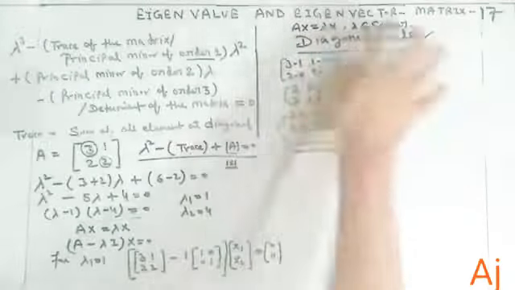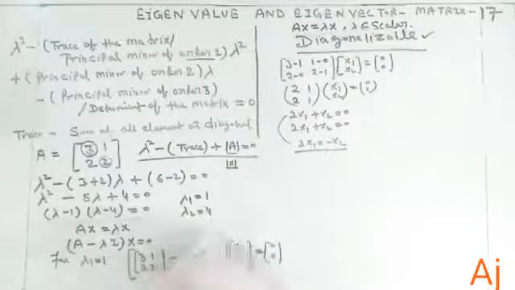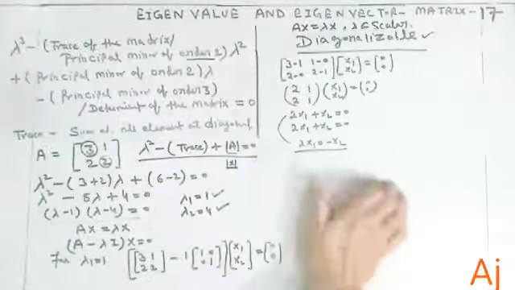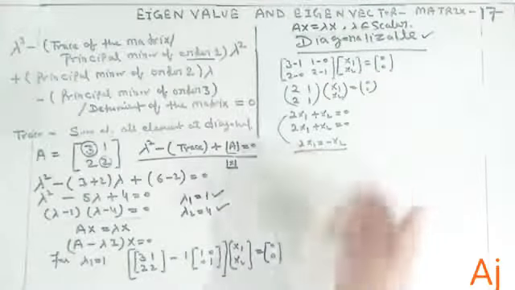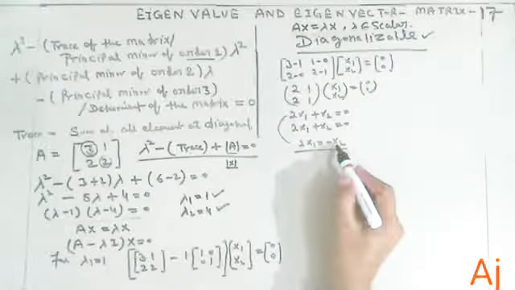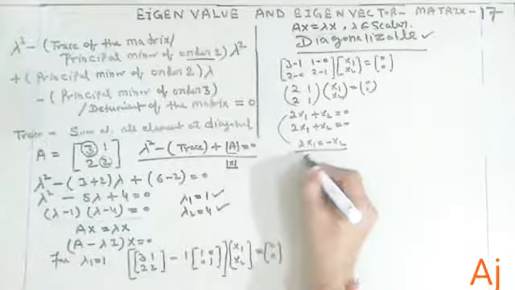Now for the eigenvector, note it: eigenvalues are unique, but eigenvectors are not unique. You can take many values. These are linearly independent. So you can take, suppose we take x1 is equal to 1, and then x2 is equal to minus 2.